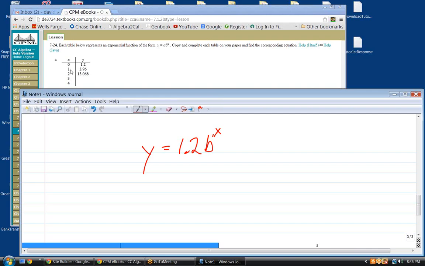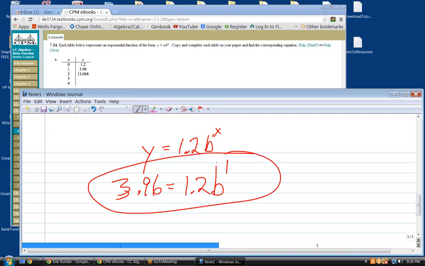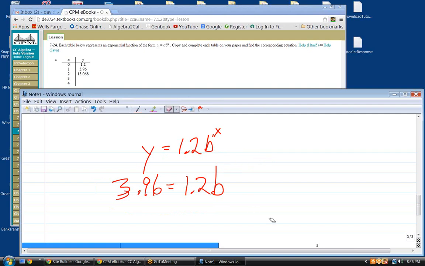Well, when x is equal to 1, y is 3.96. So I can say 3.96 is y, and x is equal to 1. Now I have one equation and one unknown, b. I know what b to the 1 power is. It's just b. So b is equal to 3.96 divided by 1.2.